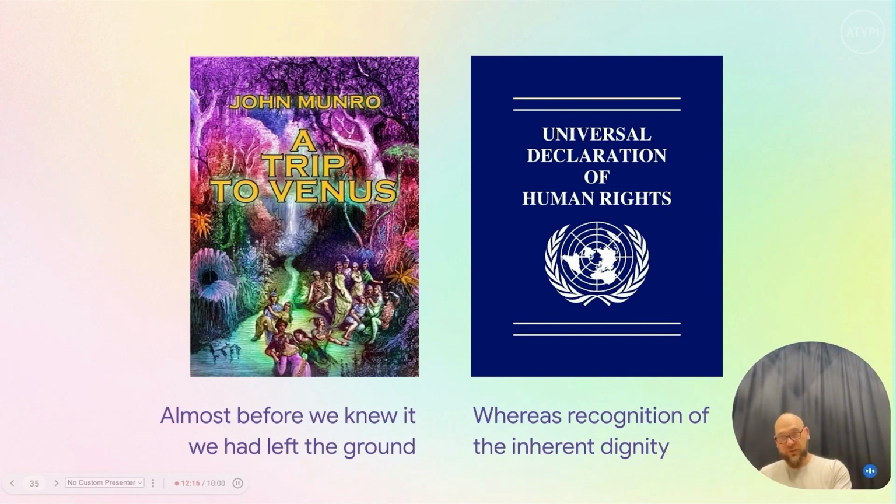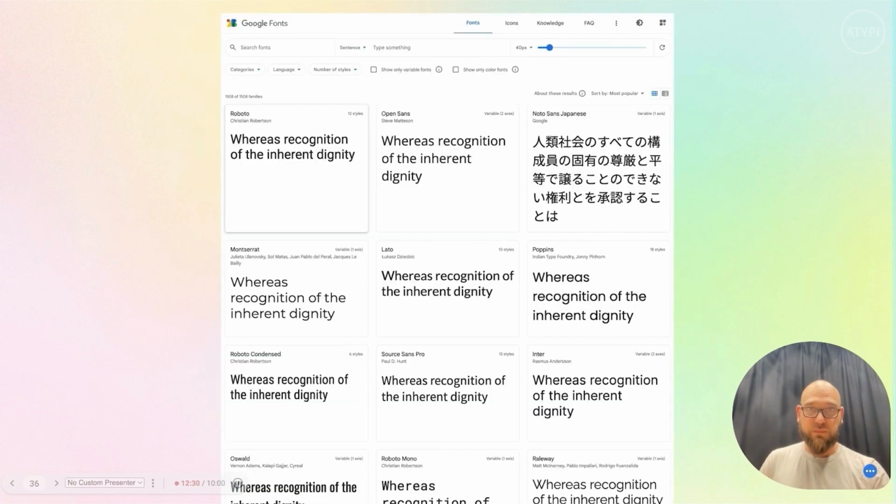So we switched from "almost before we knew we left the ground" to the UDHR, as we did for the Noto fonts, away from this beloved Trip to Venus text to the wonderful UDHR. So the earlier slide was the before shot. This is the after shot. Now we switch to the UDHR, "whereas recognition of the inherent dignity," and so on.